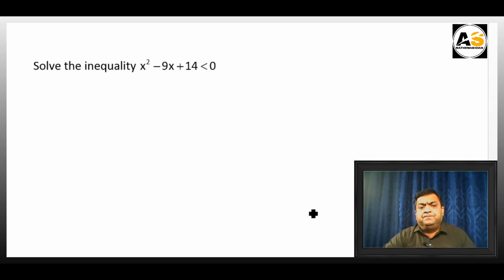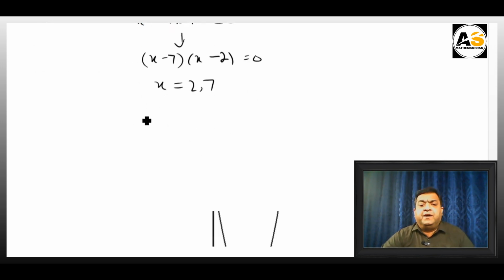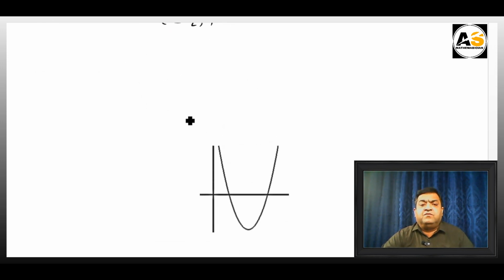Another example, again the coefficient of x square is positive. x square minus 9x plus 14 is less than 0. When I factorize this, I will get two factors, x minus 7 and x minus 2. x will be 2 and 7. 2 and 7 are the roots. This is a quadratic polynomial of the first type. The graph will open upward.